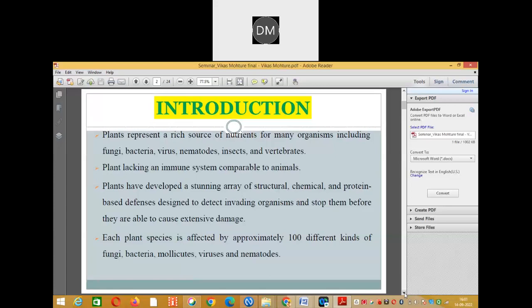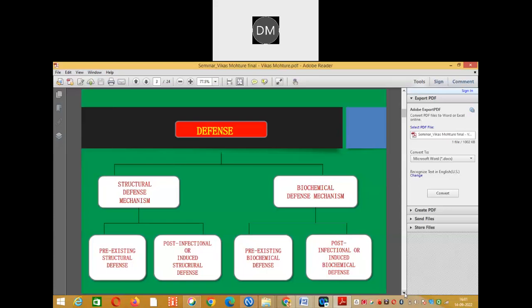Plants lack an immune system comparable to that of animals, but they have developed a stunning array of structural, chemical, and protein-based defenses designed to detect the invading organism and stop it before it can cause extensive damage. This defense mechanism can be classified into two main types: the structural defense mechanism and the biochemical defense mechanism.